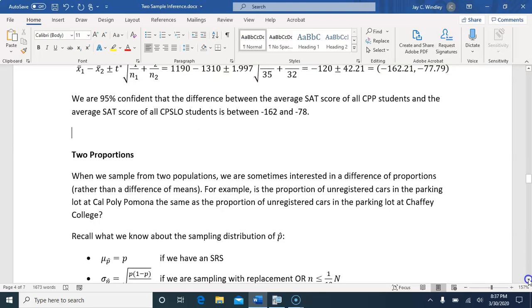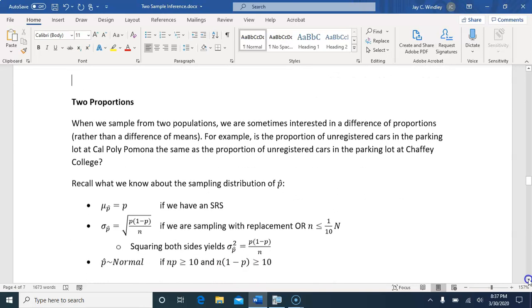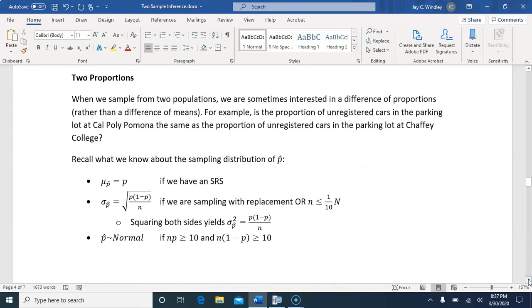So refresher on what we know about the sampling distribution of p hat. The mean of the p hats is the population p. The standard deviation of the p hats is this radical that we should be familiar with. And the p hats are approximately normal. The distribution of p hats are approximately normal if certain conditions are met.